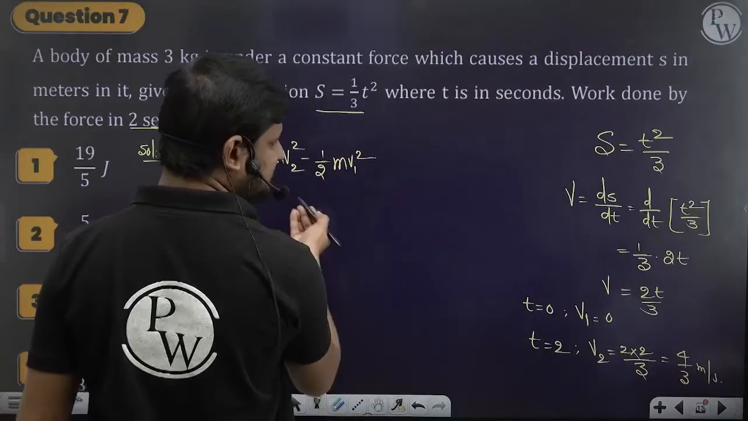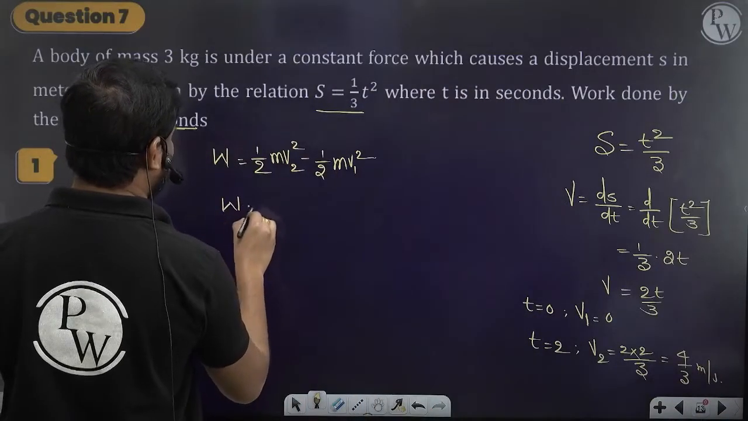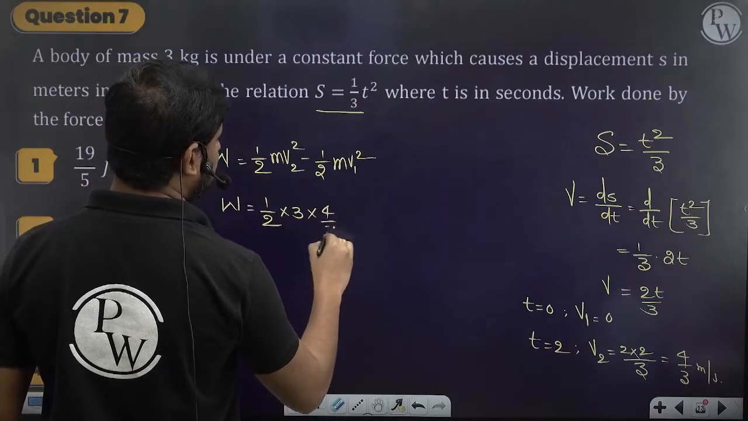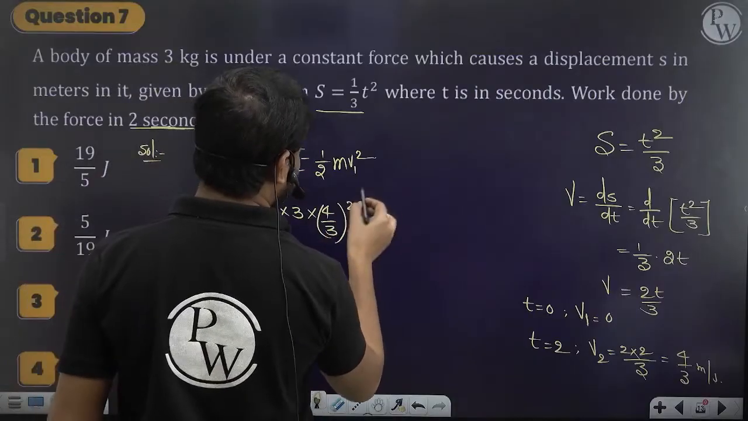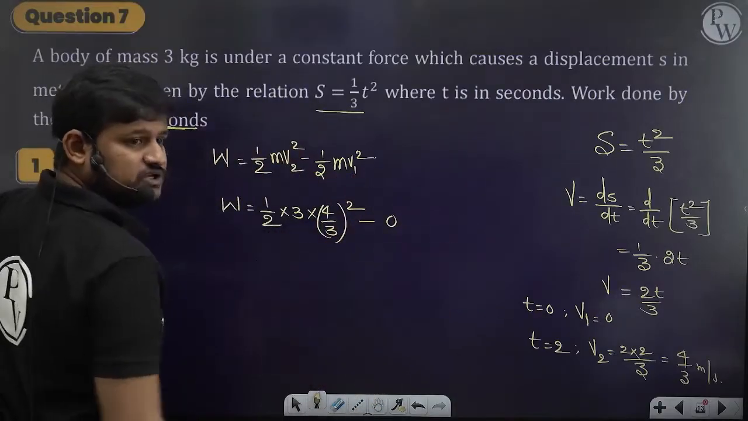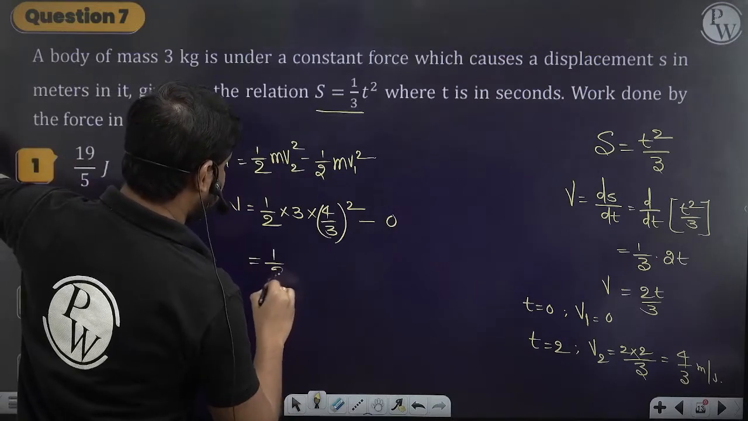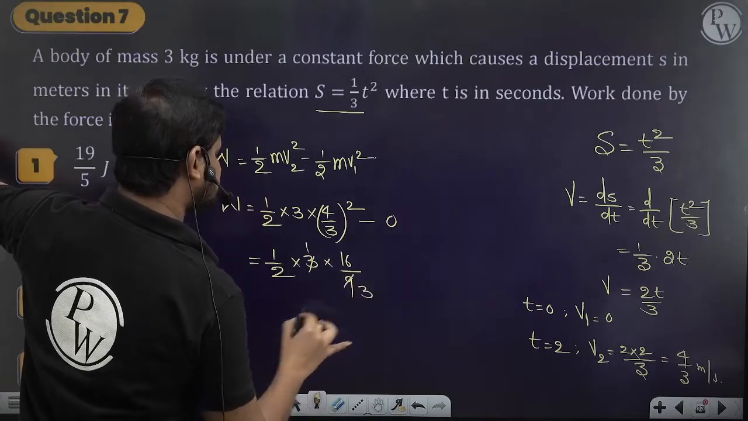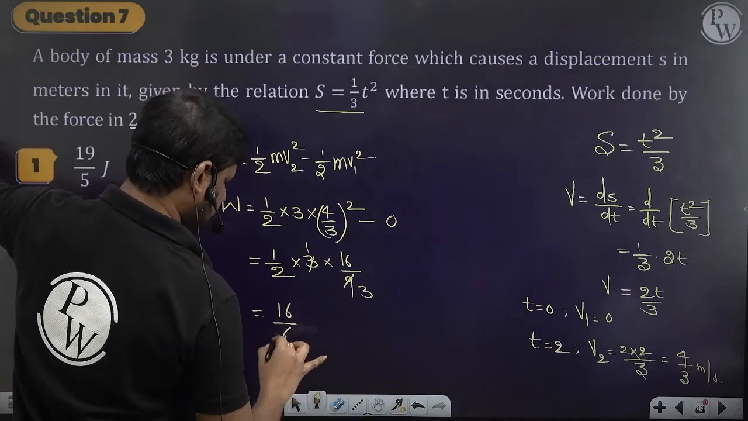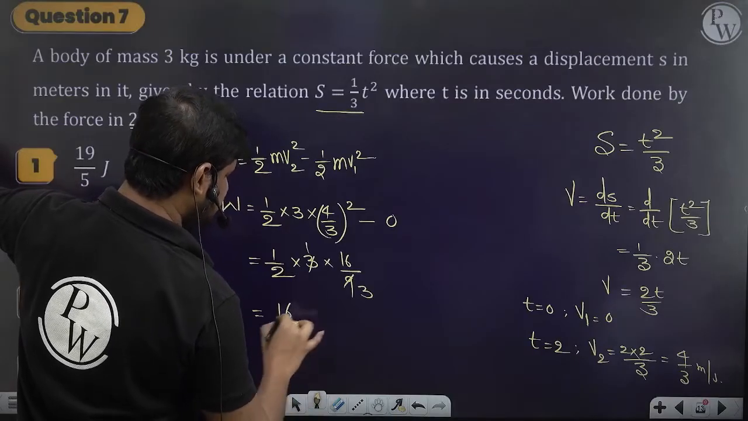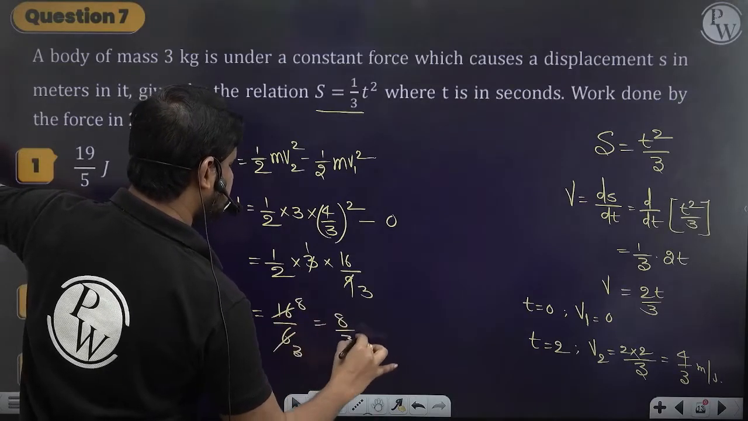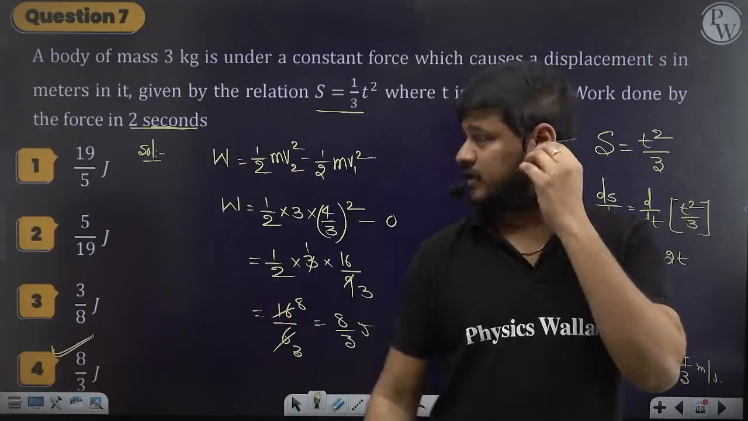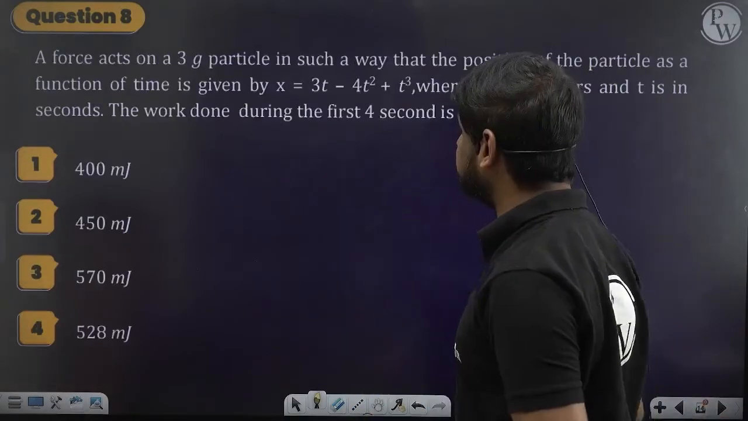So now we have got the initial velocity and final velocity, simply substitute. Half into mass, which is 3 kg, into V2, which is 4 by 3 whole square, minus this whole thing will be 0, yes or no? V1 is 0, right? So now I can write half into 3 into 16 by 9, so 3 ones are 3, 3 3s are 9, then 16 by 3, 2 3s are 6, 2 8s are 16, which is nothing but 8 by 3 joules. So the correct answer is option 4, 8 by 3 joules. Clear? So let's go for the next question.